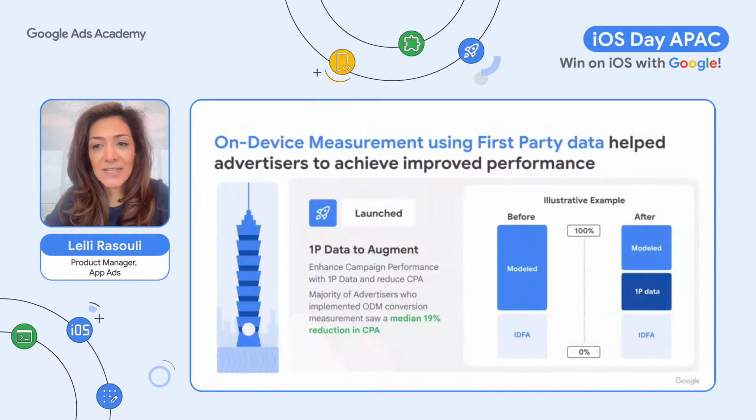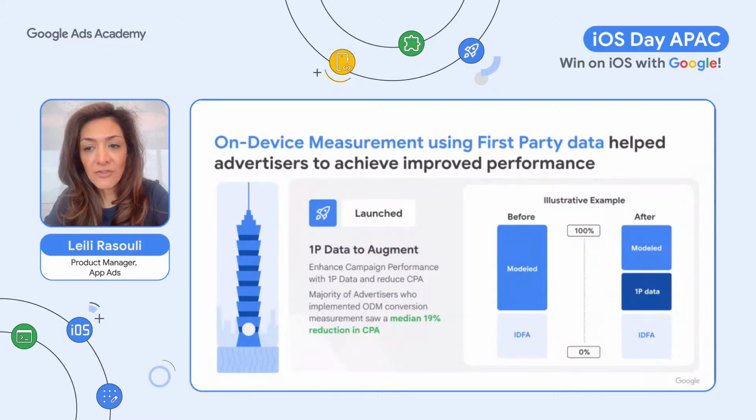You might be familiar with our first variant of on-device measurement using first-party data. Since it was launched in 2023, we partnered with some of the most prominent apps in the world to optimize their campaign performance. With on-device measurement with PII, campaign performance is improved via the observation of additional conversions on iOS, all in a privacy-safe way. The majority of advertisers who implemented on-device measurement with PII have seen a median 19% reduction in CPA.